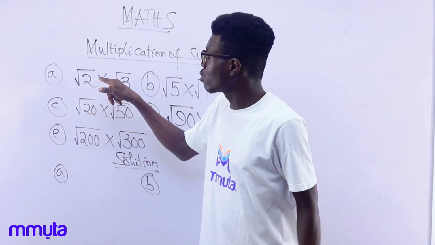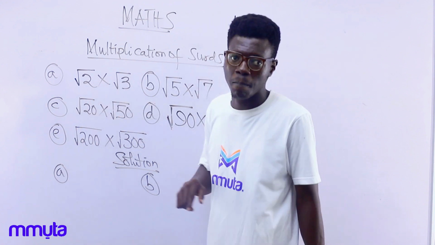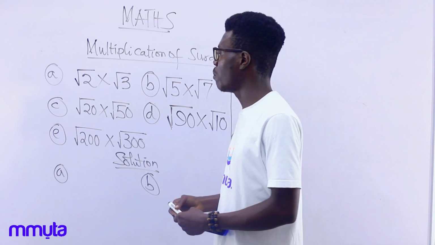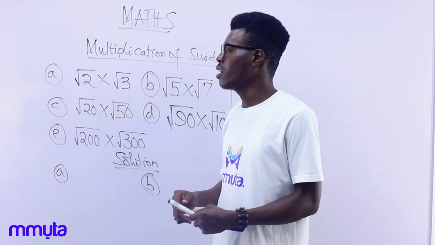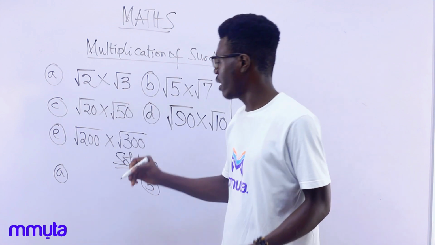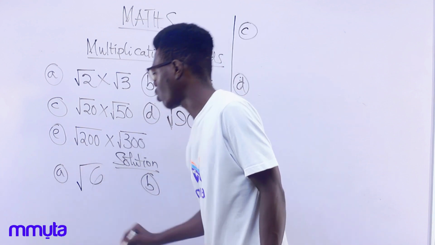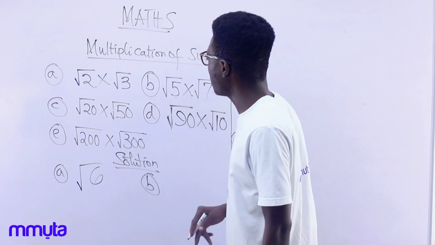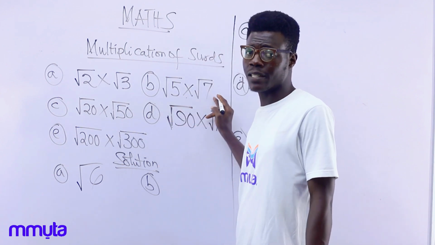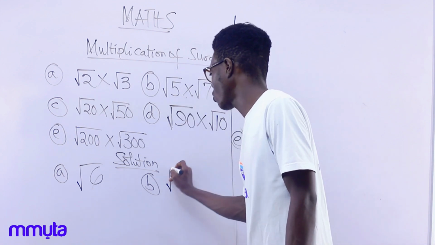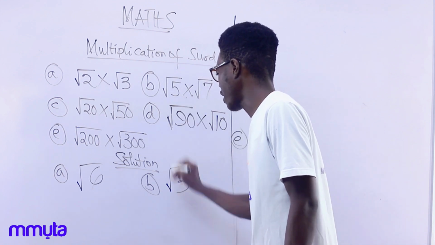This is root 2 multiplying root 3. They are all greater than 0, so we are free to multiply them. 2 times 3 gives you 6, so the answer becomes root of 6. For the B part, we have 5 here and 7 here, and both of them are multiplying each other. The answer evaluates to root of 35.